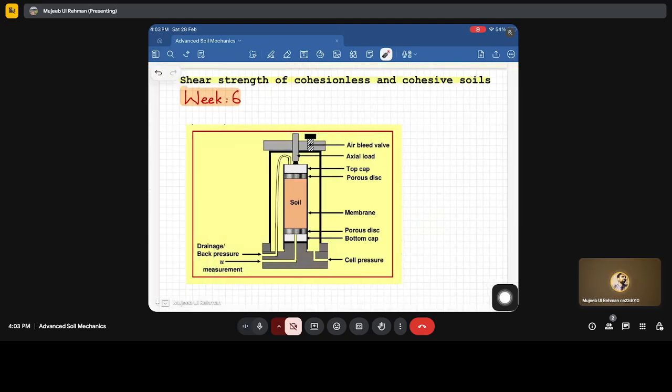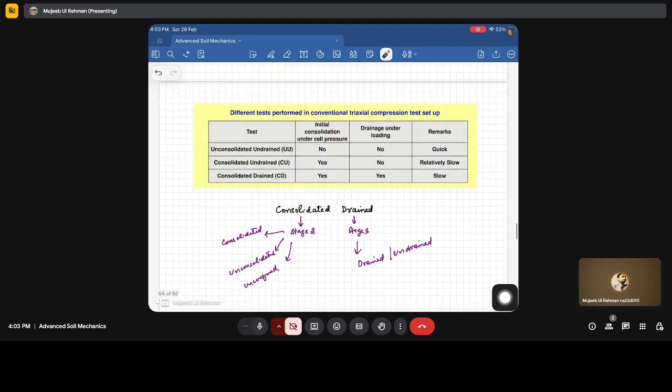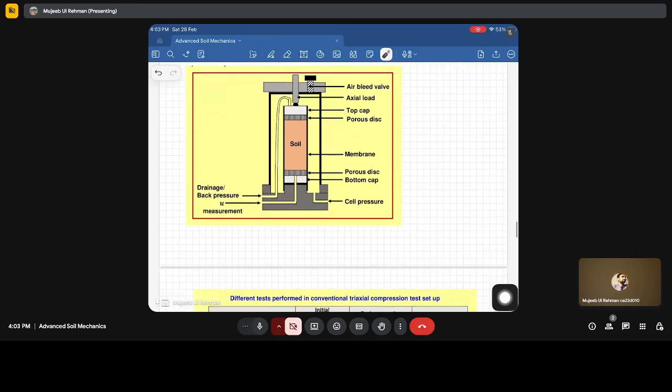We first discussed the triaxial test setup, what the different components of it are, and then we went through the different types of tests that we perform. And the paper that I mentioned is filter paper. Now I remember it, so I will write it here: filter paper, where we place the filter paper between the porous disk and the sample, like here, one here. Fine.